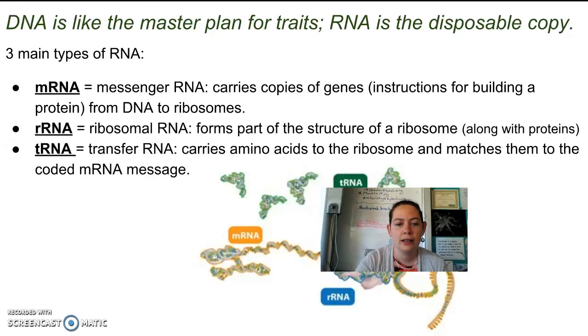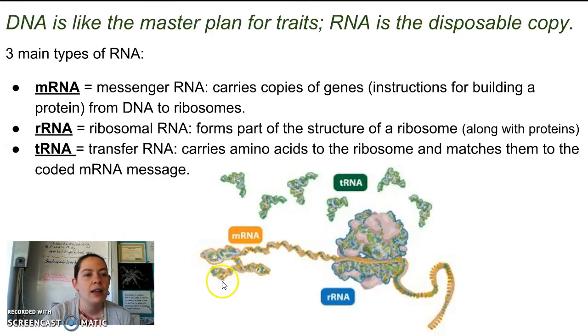All right. Slide over here. So like I said, DNA is kind of the master plan for traits. DNA is the permanent copy of the instructions for our traits, and then RNA gets used to be sort of temporary copies of it. There's 3 main types of RNA.